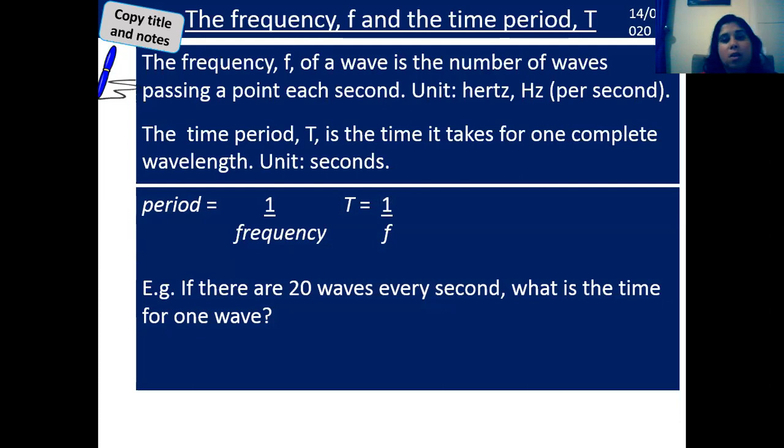Now, if you know the frequency of the wave, you can just simply divide 1 by the frequency. For example, if there are 20 waves in 1 second, what is the time of the wave? So you have to calculate the time. So look at the formula here. You have 20 waves in 1 second. 20 waves in 1 second is the frequency. So 1 divided by 20 is 0.05 seconds.